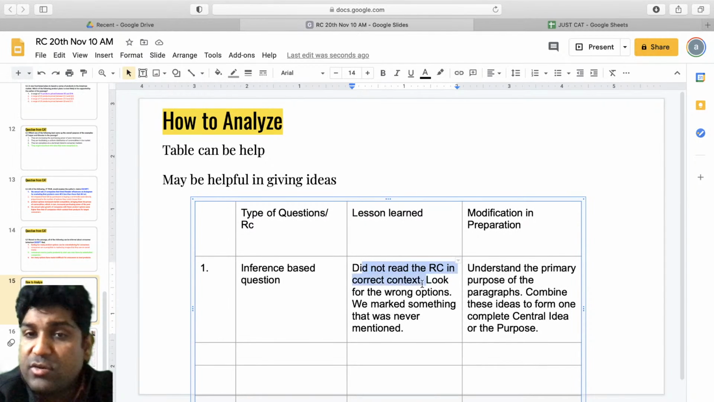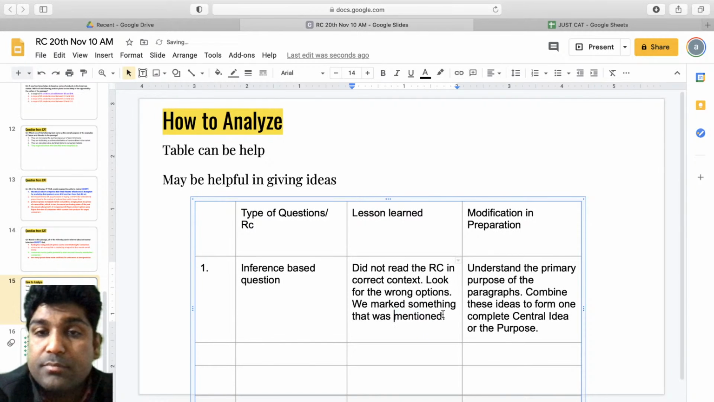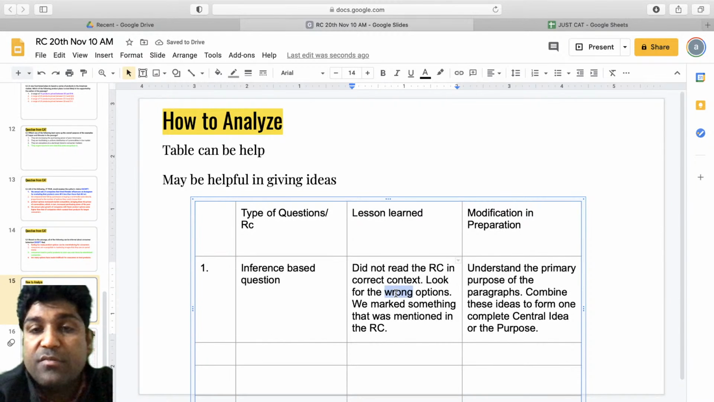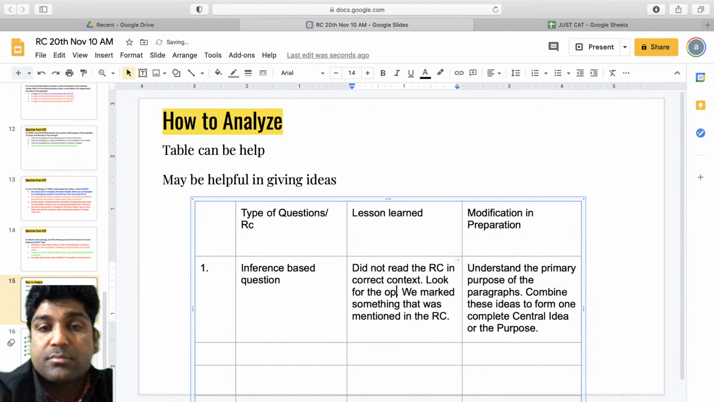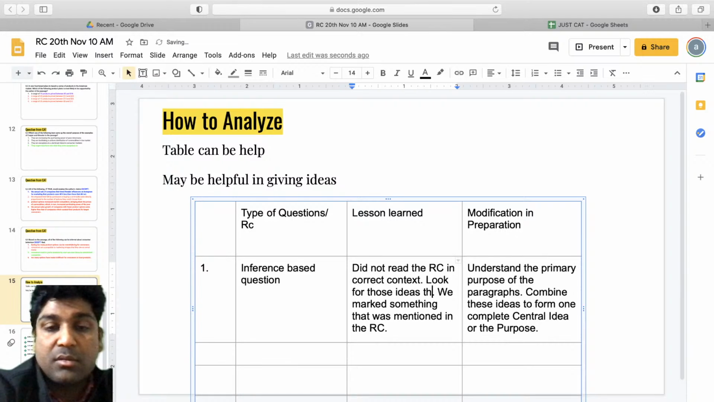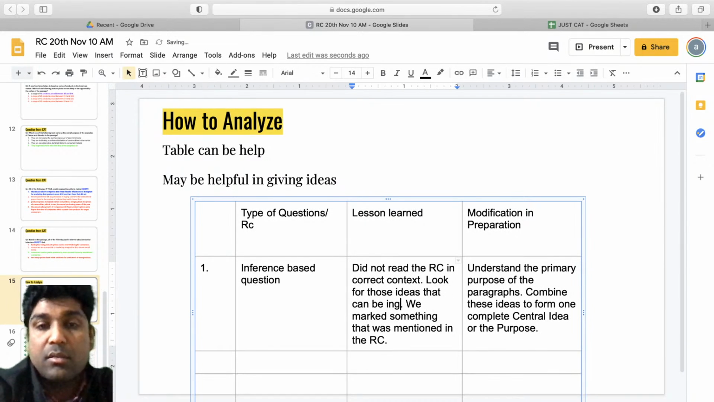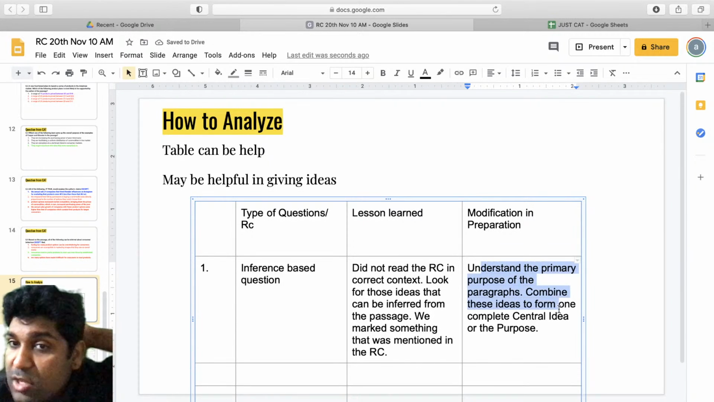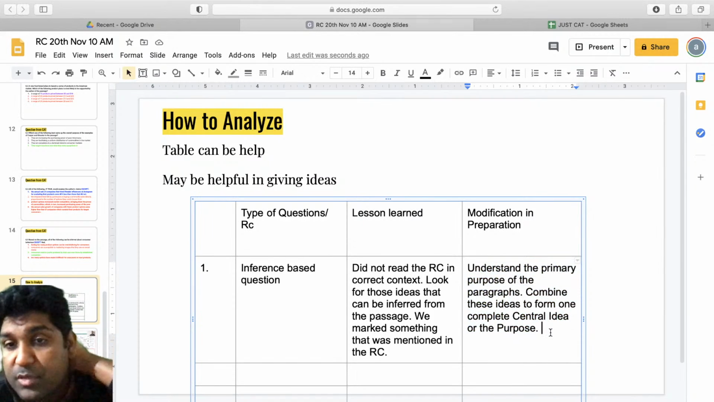They did not read the RC in the correct context, did not look for wrong options, and marked something that was mentioned in the RC. We were looking for those ideas that can be inferred from the passage. Understand the primary purpose of the passage, and combine these ideas to form one central idea of the purpose.